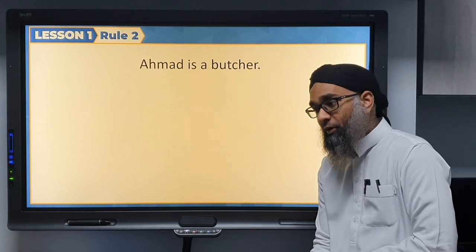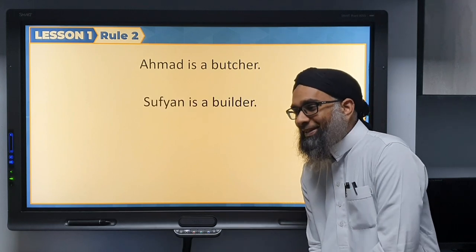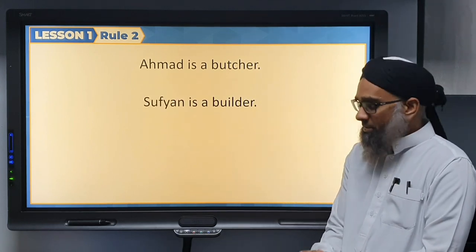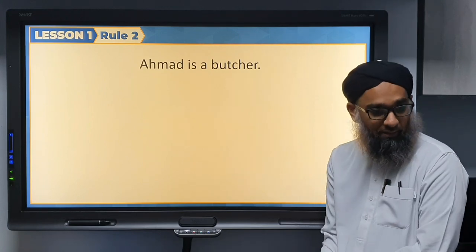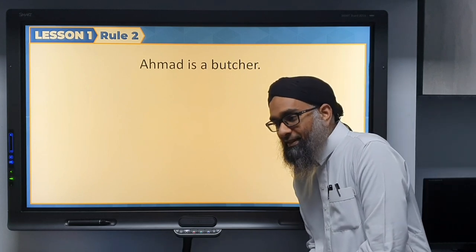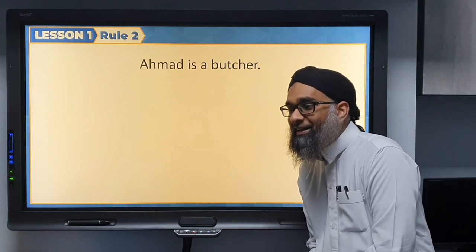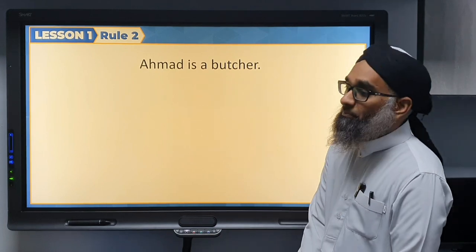Let's do the opposite way around now, English to Urdu. This is a bit harder. Butcher, what's butcher? I hope I can remember this vocabulary because a long time ago I wrote all of this. So Ahmad is a butcher. Butcher means qasai. So how do you do it in Urdu? Ahmad qasai hai. Allah is one? Allah ahad, that's Arabic. Ek. So Allah ek hai.